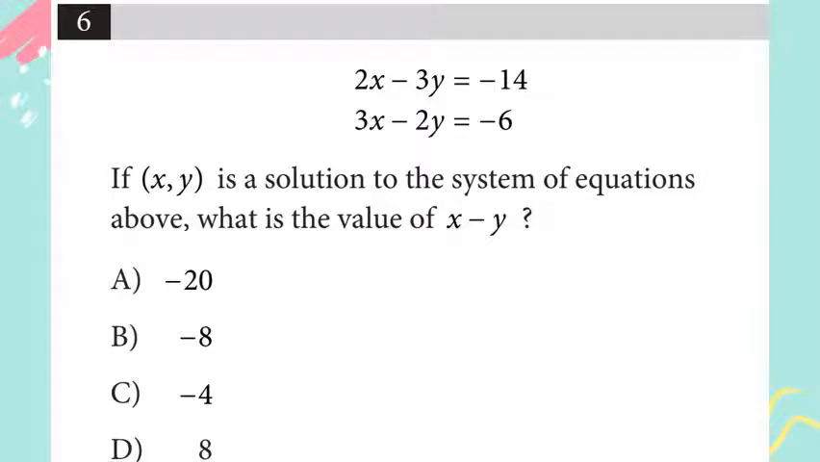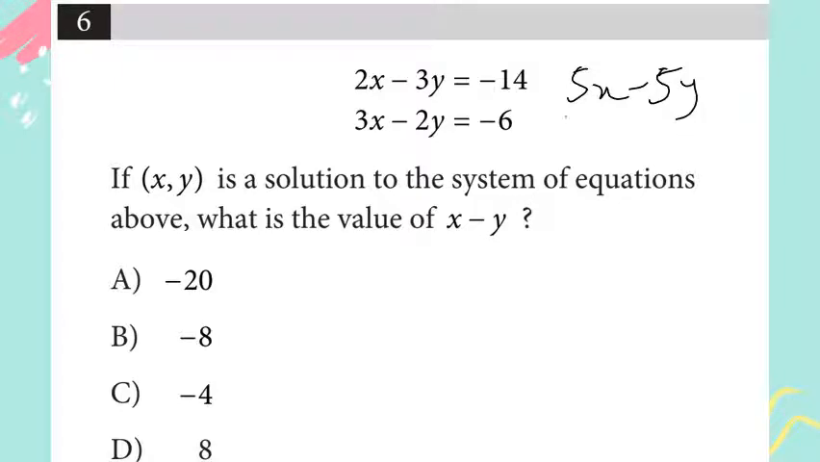Now, if you look at this question, it says, what is the value of x minus y? For me to find the value of x minus y, if I try to add the two equations together, you will see that 2x plus 3x will eventually give you 5x. And then, what is minus 3y plus minus 2y? That will also give you minus 5y.